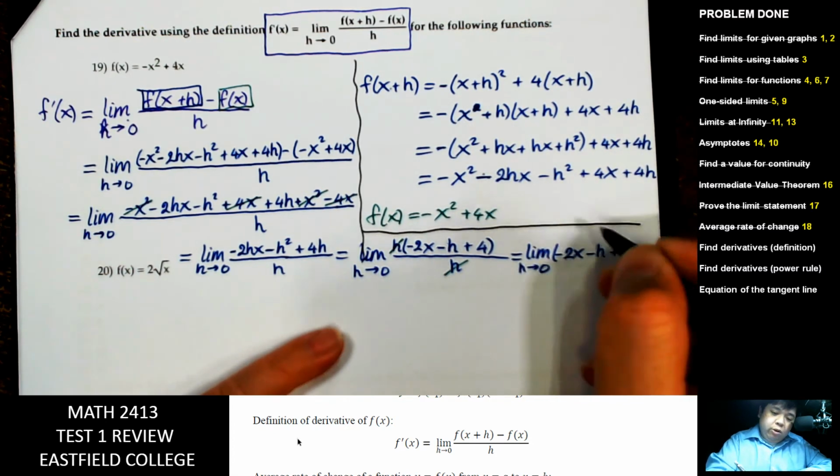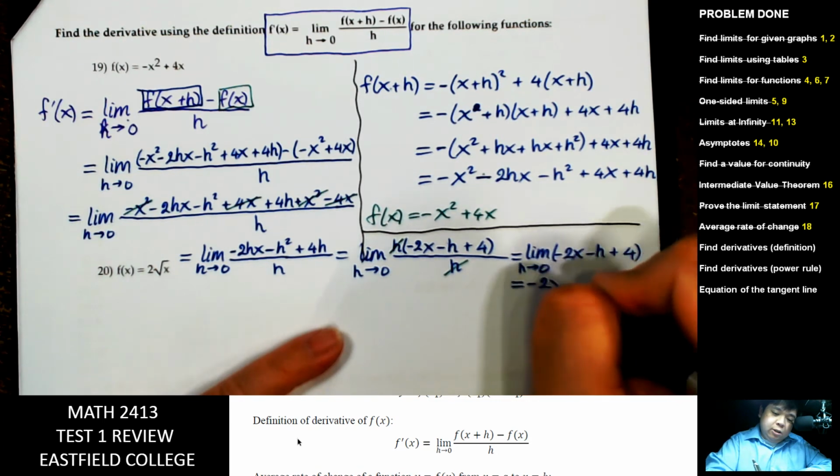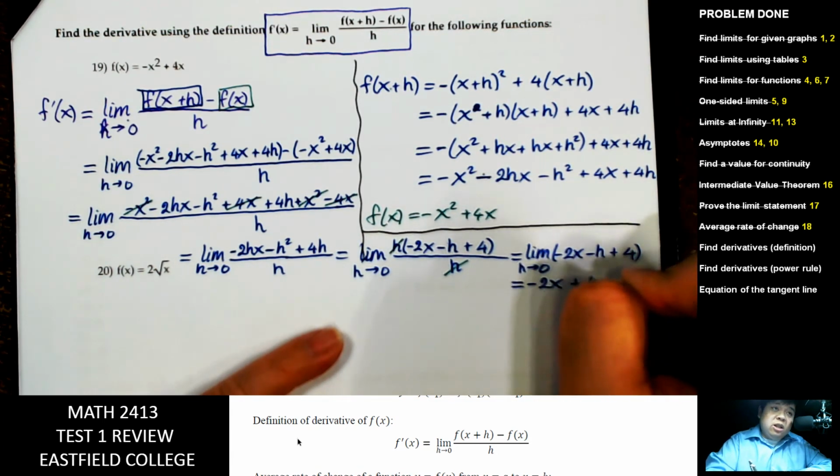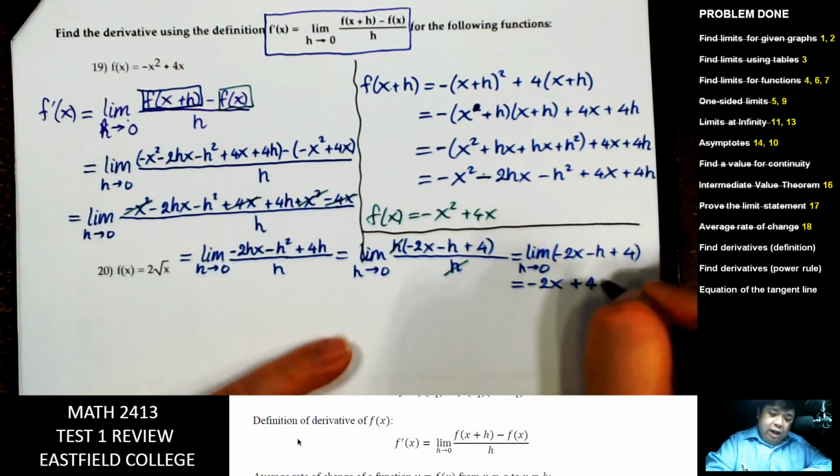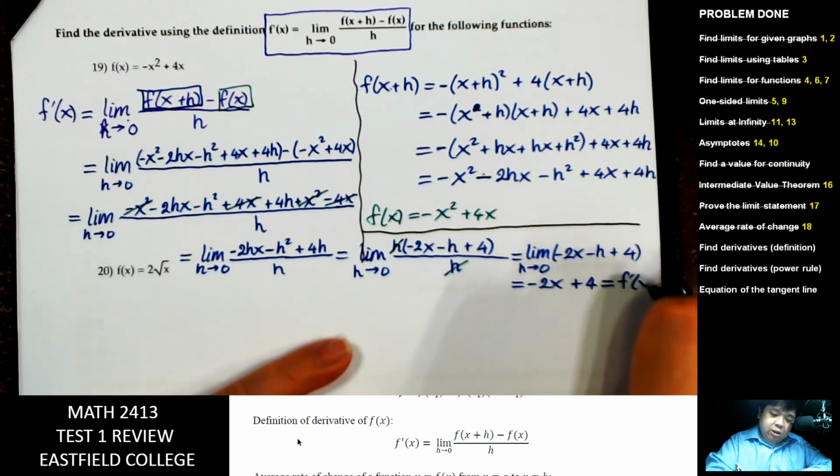Now we put 0 in for h. We just have negative 2x plus 4, and that is the derivative of the function.